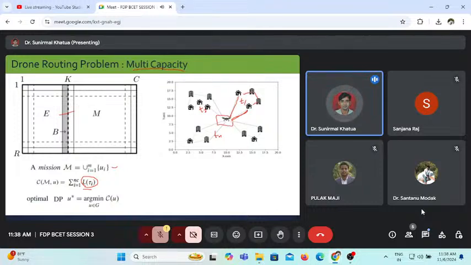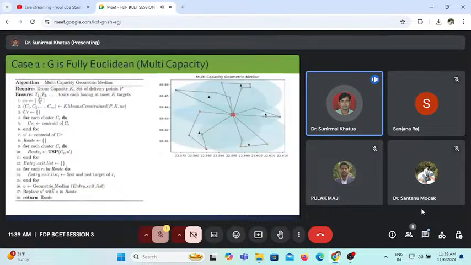And we have to find the delivery point. So we have to gather all the packages from the high-speed transportation systems, and then minimize the total tour length. So if there are nc number of tours, which point minimizes this cost function? For single capacity, the cost function was the sum of the distances to each of the points. Here we have to find the tours and the length of the tours, and that total length has to be minimized in the multi-capacity case.